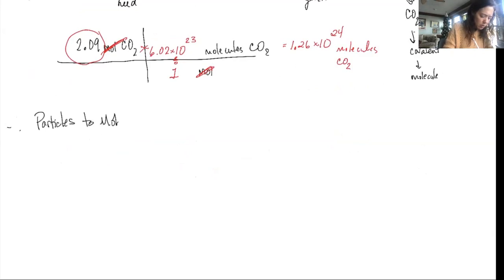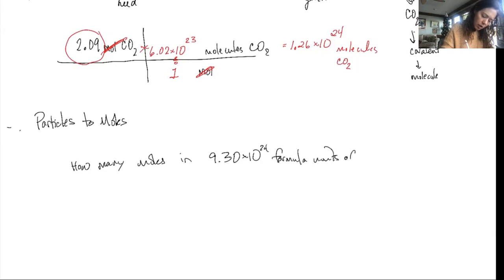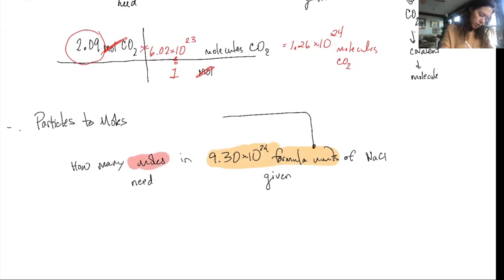Okay, how many moles in 9.30 times 10 to the 24th formula units of sodium chloride. So that's ionic. So I called the particles formula units. So you see what is given is the number, right? The number is always what's given. This is given. This is asked for. Right? So I'm going from particles to moles.